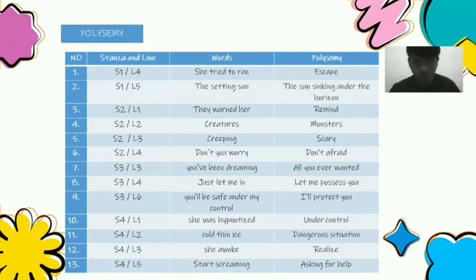And then next is cultinize. The polysemy meaning is dangerous situation, and then she awoke. The polysemy is realized, and then the last is start screaming. The polysemy is asking for help. So here, the word screaming means berteriak, but in the polysemy it means asking for help, like dia meminta bantuan gitu. Okay, so that's it for polysemy.